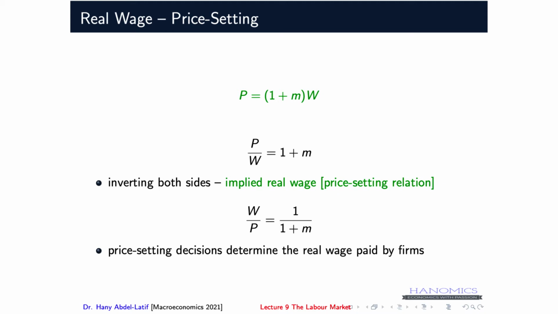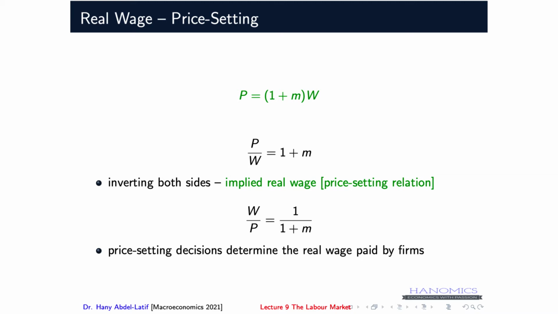This will give us P over W equals 1 plus M. But what I want is W over P. I don't want P over W. I want the real wage. Real wage is W over P. So what you need to do is just to invert both sides, or flip both sides. That will give you what you're after here. So W over P, this is real wage, equals 1 over 1 plus M.